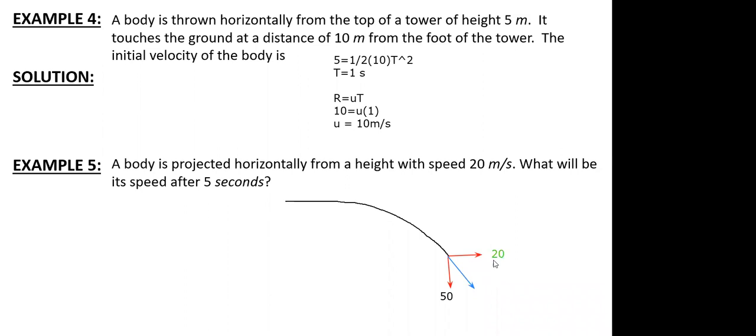So the horizontal component is going to remain the same, 20. But when you talk about the vertical, initial was 0. After 5 seconds, if you apply the formula V equal to U plus AT, with A as gravity, 10, into 5, that will be 50. So vertical velocity after 5 seconds is 50. Means at this point it has two components: one component is 20 horizontally and 50 vertically.